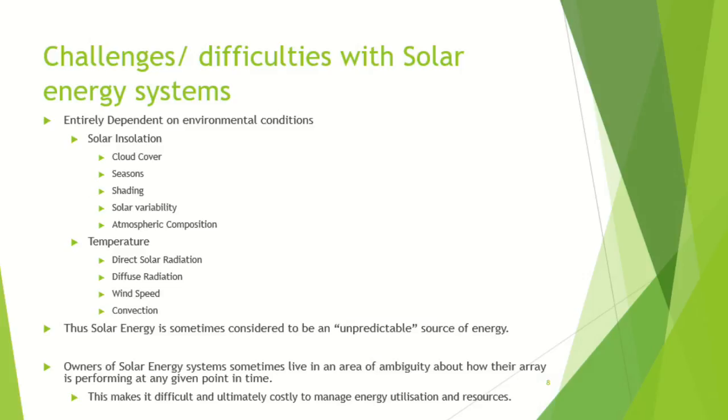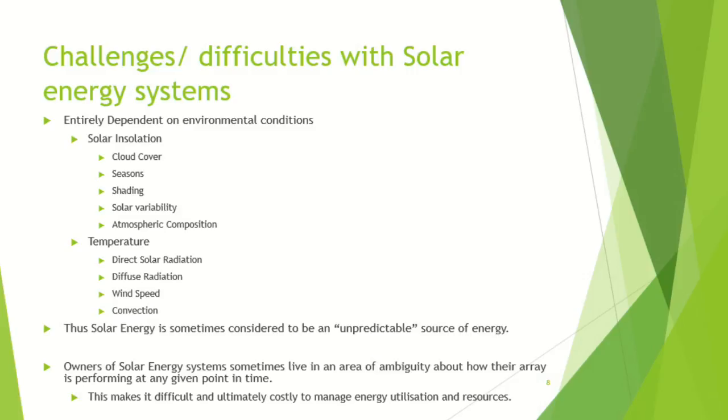So a couple of challenges that we tend to face with solar PV systems, and the main one is that they're entirely dependent on environmental conditions. The two main ones being solar insolation and temperature. Variability in solar insolation can manifest itself through cloud cover, seasonal variability, shading, meaning something like a tree blocking a solar panel, solar variability, meaning the sun itself actually varies in intensity throughout the course of a year or a century, as well as atmospheric composition. If there are more dust particles in the air, we have less sunlight or radiation coming in.